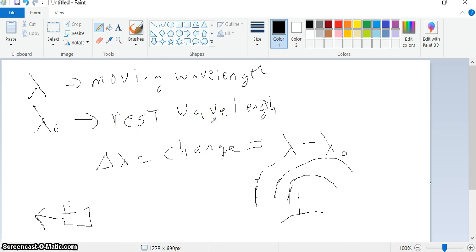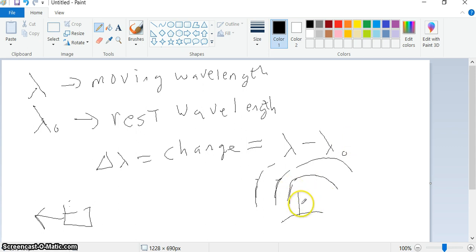That is when you're just standing there and there's a radio station not far away, you're not in a car, you're not in a boat, you're not in a spacecraft. That would be considered the rest wavelength. You're not moving at all. So we look at the rest wavelength compared to the moving wavelength, and that quantity is called delta lambda, the change in the wavelength. It's the moving wavelength minus the resting wavelength.